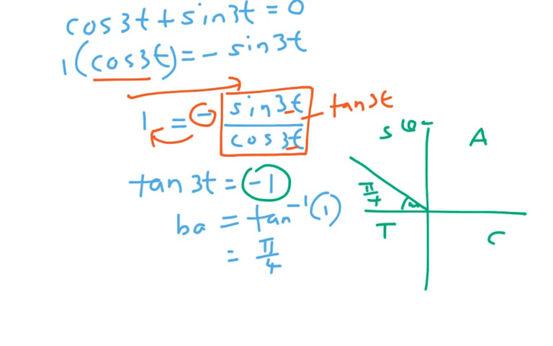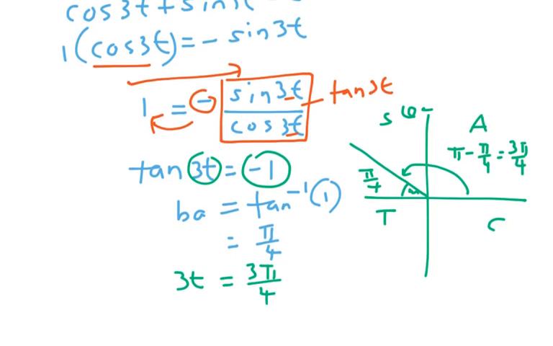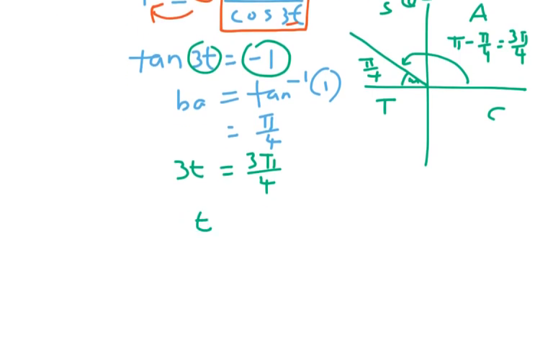Hence, the angle that you are looking for will be this particular angle. And how do you find this particular angle? You take pi minus pi over 4, which is giving you 3 pi over 4. So hence, your angle 3t will be equivalent to 3 pi over 4. Moving forward, t will be equal to, bring the 3 over, so the answer will be pi over 4.